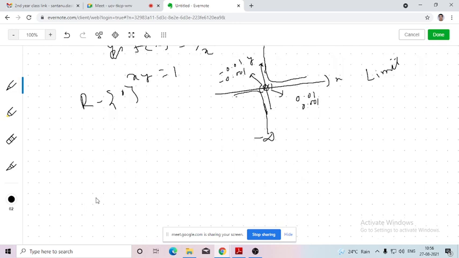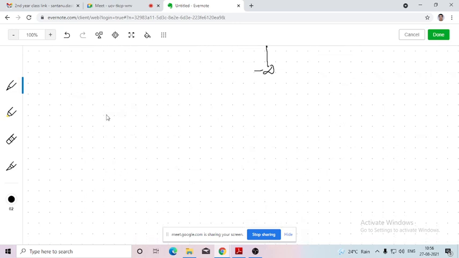Then comes the epsilon delta definition. What is the epsilon delta definition of finding out the limit? Let's say this is f(x), the function y equals f(x). This is x equals x0. So I need to check the limit as x tends to x0.